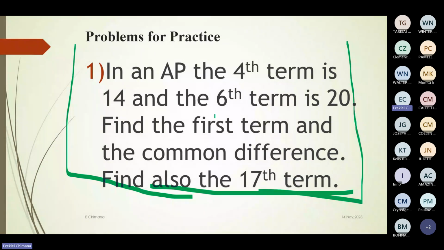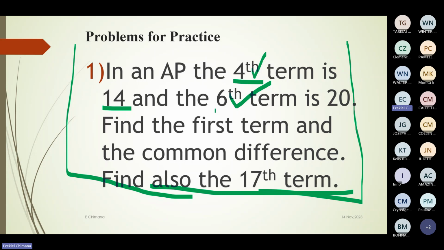What can you use here? You are told that the fourth term is 14 and the sixth term is 20. So I'm sure you know the formula to find the nth term of an arithmetic progression. What you just need is to substitute what you have been given. Your n is 4, and the answer that you must get for that term is 14. In other words, the fourth term is 14.